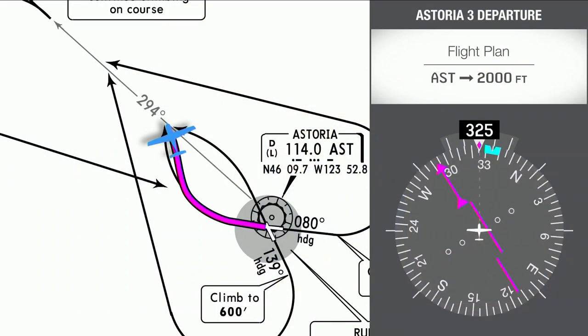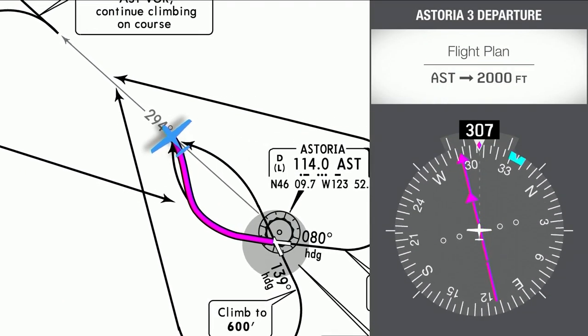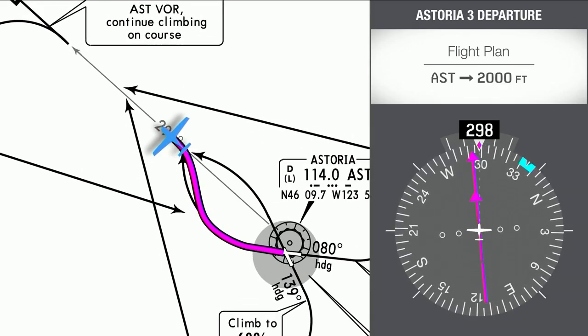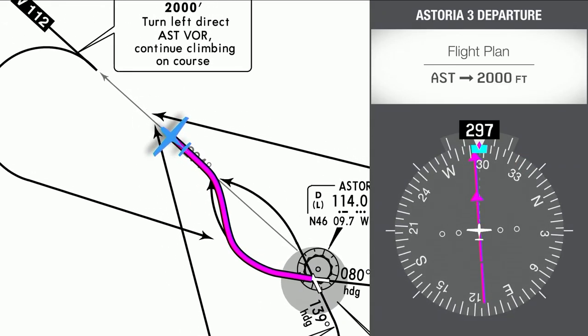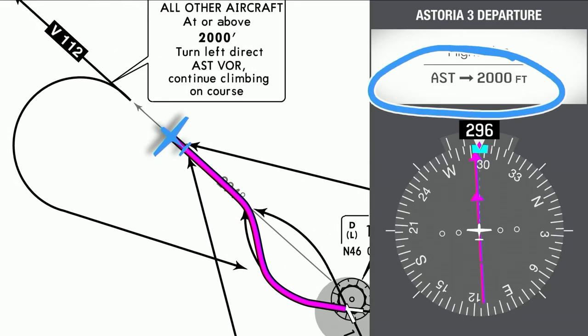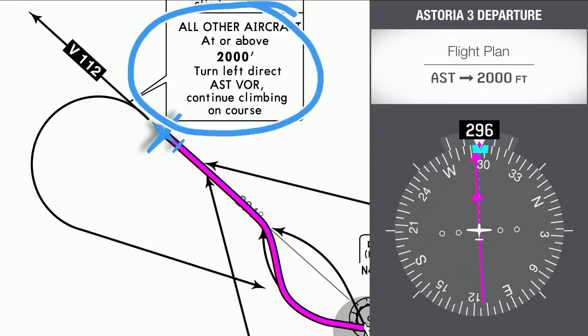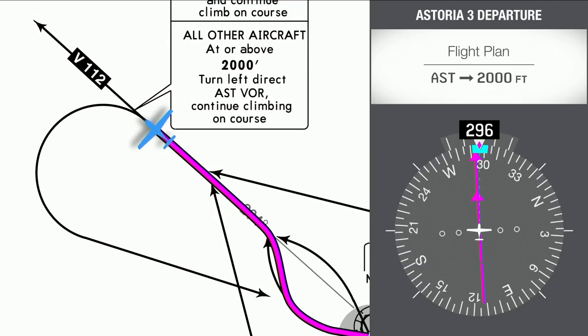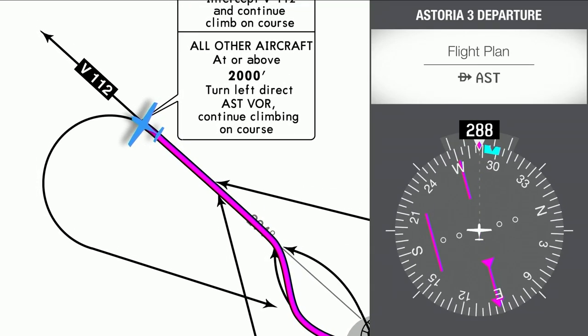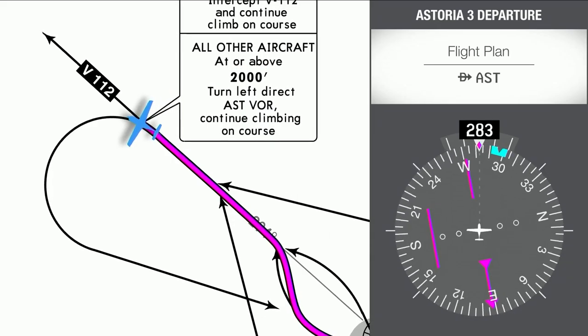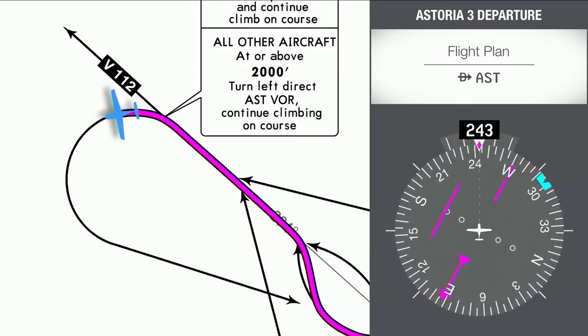So back to the iPad. You can see that we're intercepting the 294 degree radial. We're going to track that outbound to 2,000 feet MSL. And you can see that instruction shows up right there on the chart. So we're basically just going to hold that radial until we get to 2,000 feet. Once we get to 2,000 feet, we're going to start a left turn direct to the Astoria VOR and then continue climbing on course. So essentially, go ahead and clear that. We're keeping our climb up to our cleared altitude.